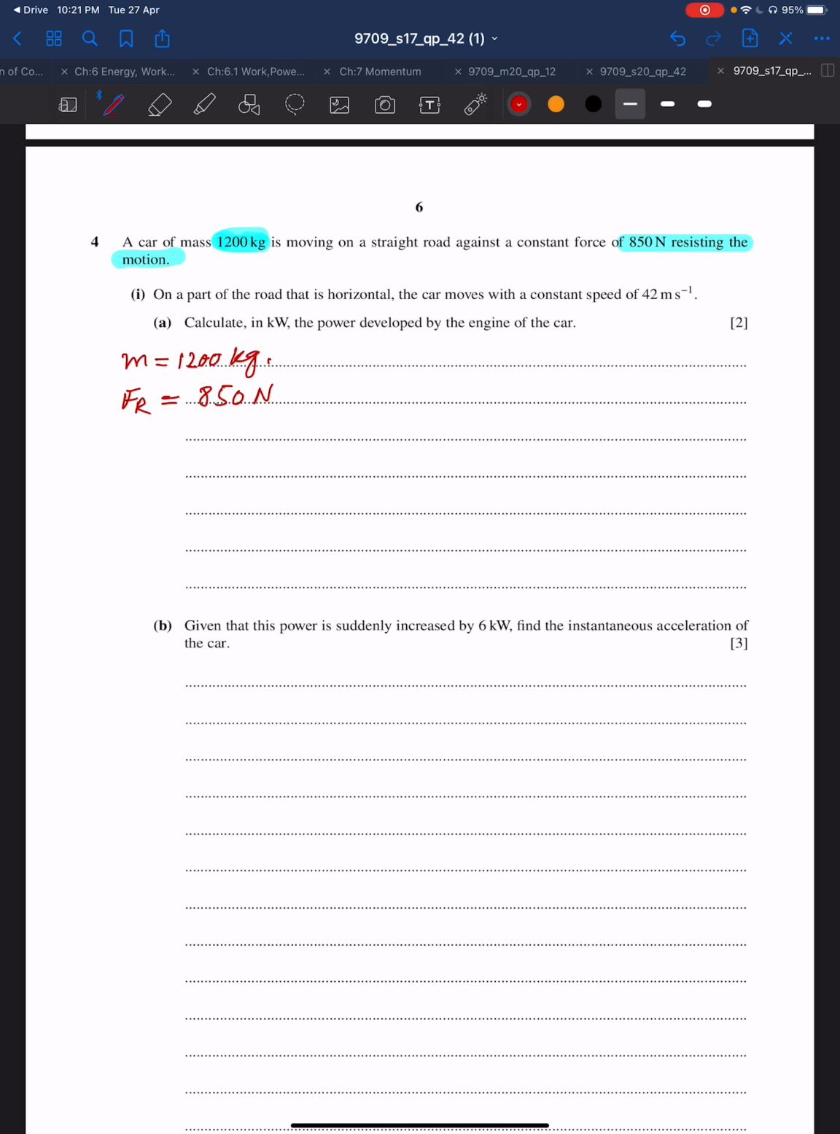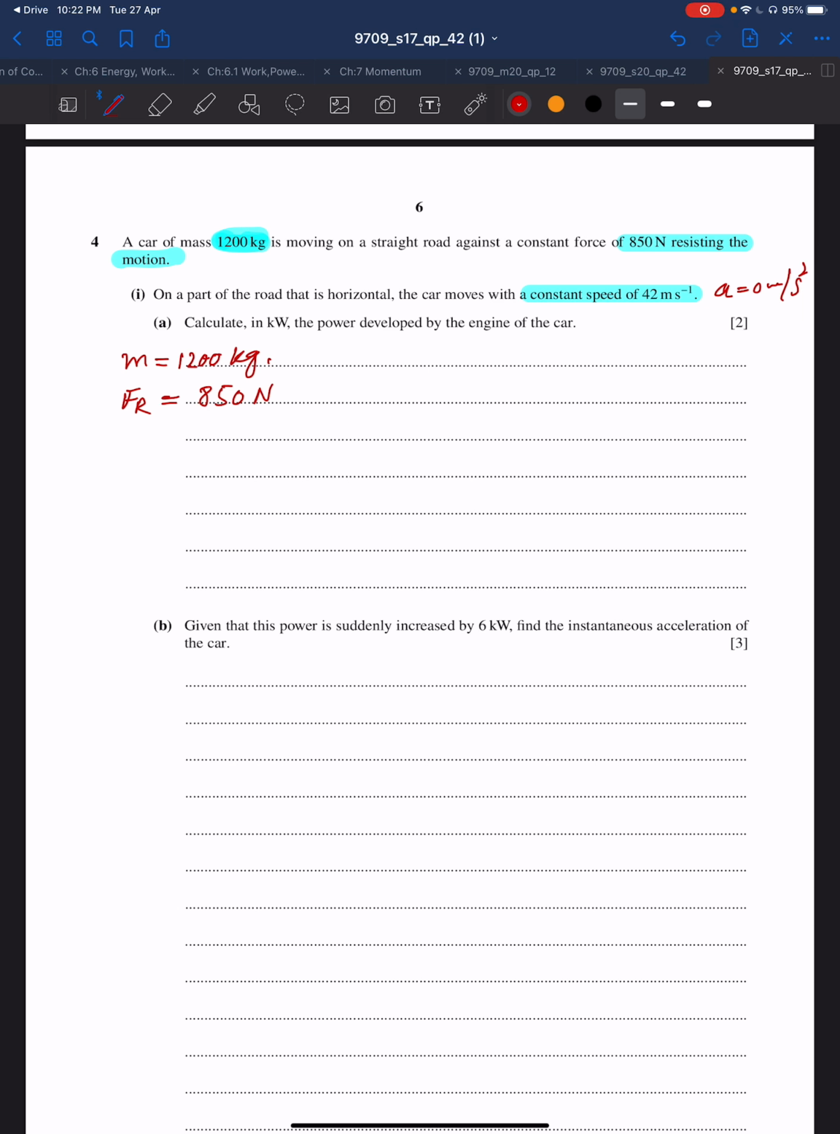Now, part 1, on a part of the road that is horizontal. This is horizontal, straight like this. The car moves with a constant speed. So highlight this constant speed. That means the acceleration is zero. A is equal to 0 meter per second square.